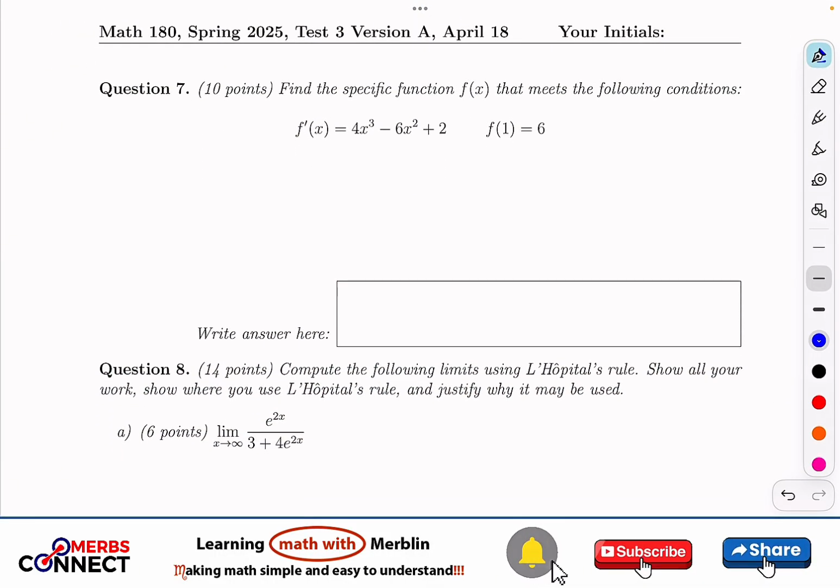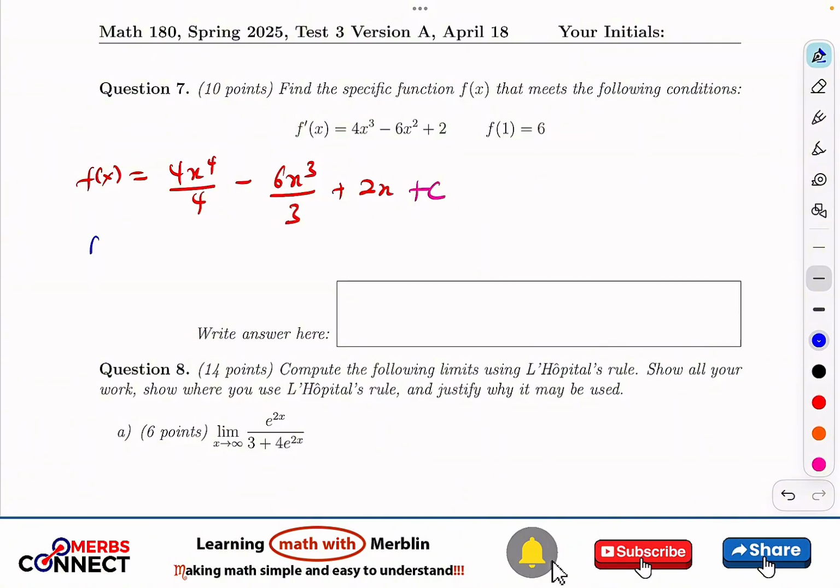Find a specific function that meets the following condition. I think this question is also familiar from what we just did. So now let's go with f of x will be equal to, use the power rule here. What do we get? 4x to the power 4 divided by 4 minus, use the power rule here. What do we get? 6x to the power 3 divided by 3 plus 2x, because there is no x on it, so we multiply it by x, and then we add our constant. Let's add our constant c.